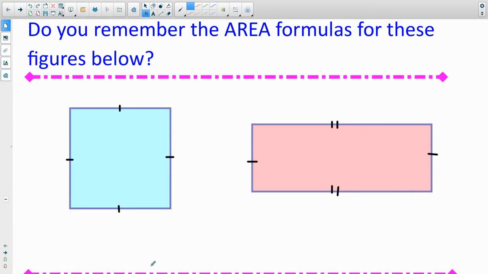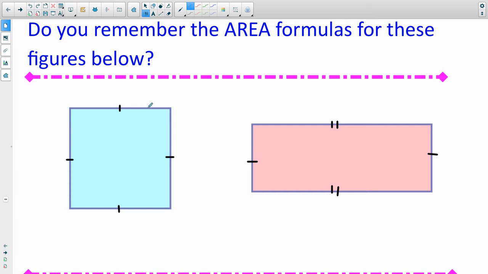Before we begin talking about three-dimensional geometry, let's review some of the very basics about area in two-dimensional geometry. Do you remember the area formulas for these figures below?